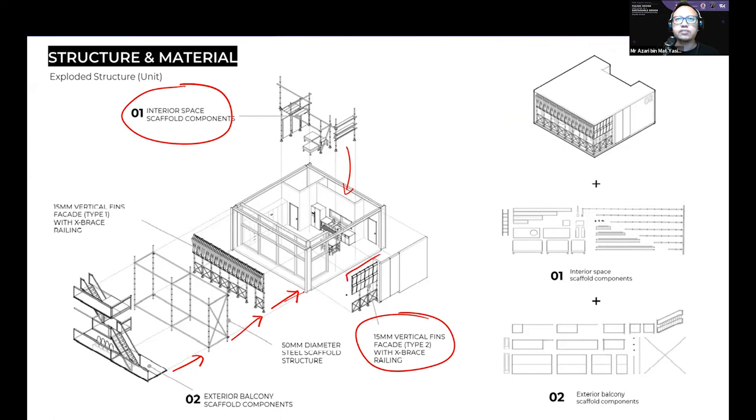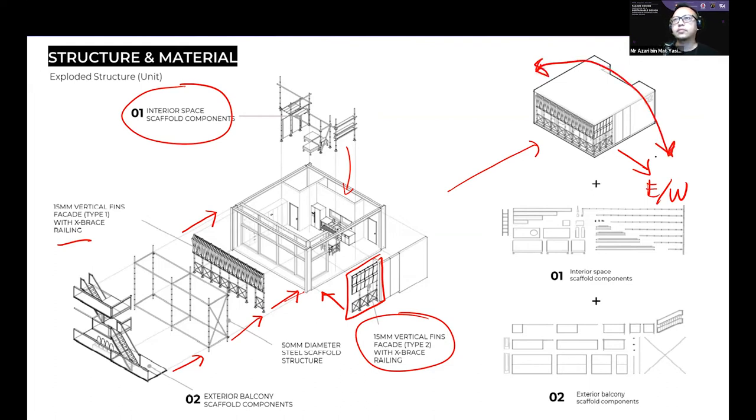So you can see this particular module is installed here, and then the more open module, this one, the 15 millimeter vertical pins facade type one with X brace railing, is going to be installed on this side. So this is the outcome. So once everything is assembled, this is what it's going to look like. This one is exposed to the east and west sun. Okay, so east and west sun goes that way. All right.